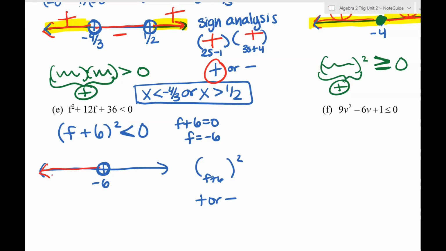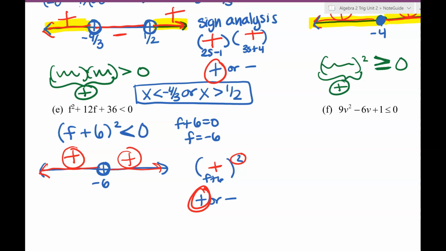When I plug in numbers smaller than -6, let's say like -10, -10 plus 6 would make a negative, but when that's squared, it will be positive. Let's say I plug in numbers greater than -6, like 8. 8 plus 6 would make a positive, and when squared, it would remain positive.